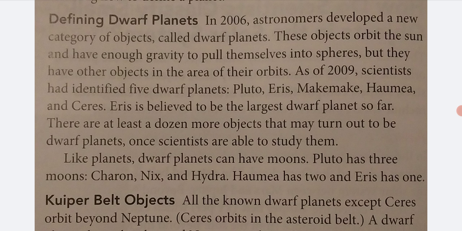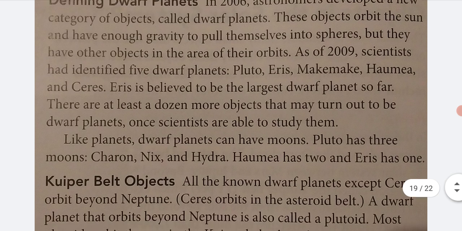There are at least a dozen more objects that may turn out to be dwarf planets once scientists are able to study them. Like planets, dwarf planets can have moons. Pluto has 3 moons: Charon, Nix, and Hydra. Haumea also has 2, and Eris has 1.